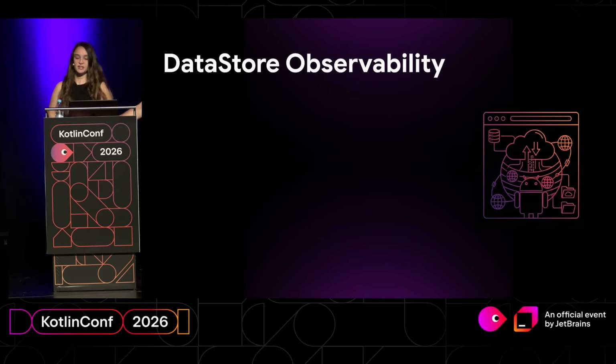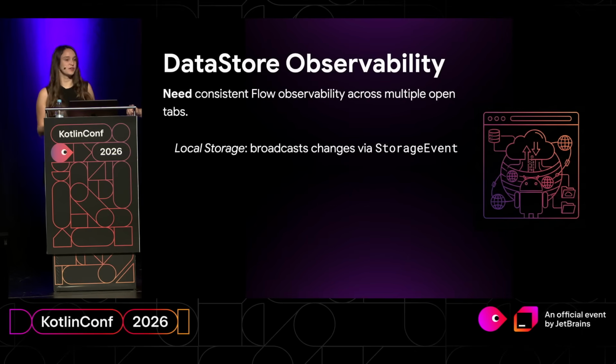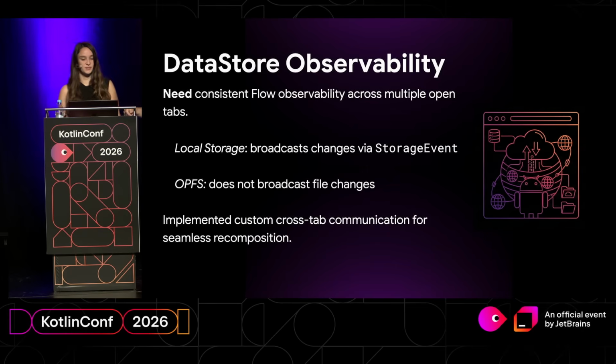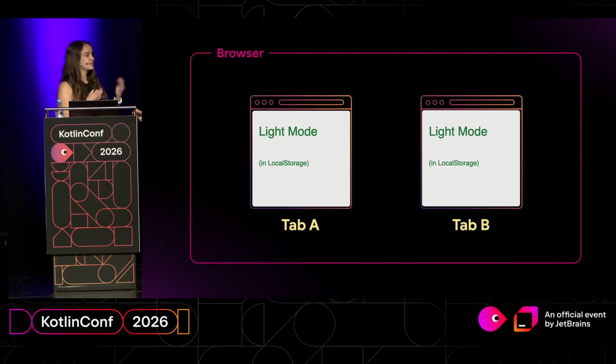For local storage, the browser actually makes this very straightforward and easy for us, and it has a built-in storage event that gets fired whenever a tab changes the data, and it's used to notify the other tab. But because OPFS is a file system, it doesn't natively broadcast these file changes. This means that we had to implement a custom under-the-hood solution for this. We can walk through an example so that we can understand it a little bit more directly. Let's say you have these two tabs.